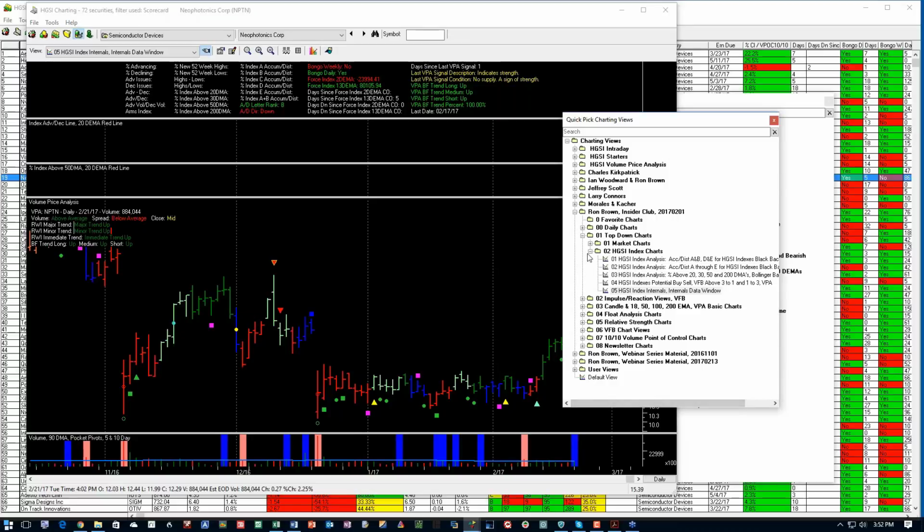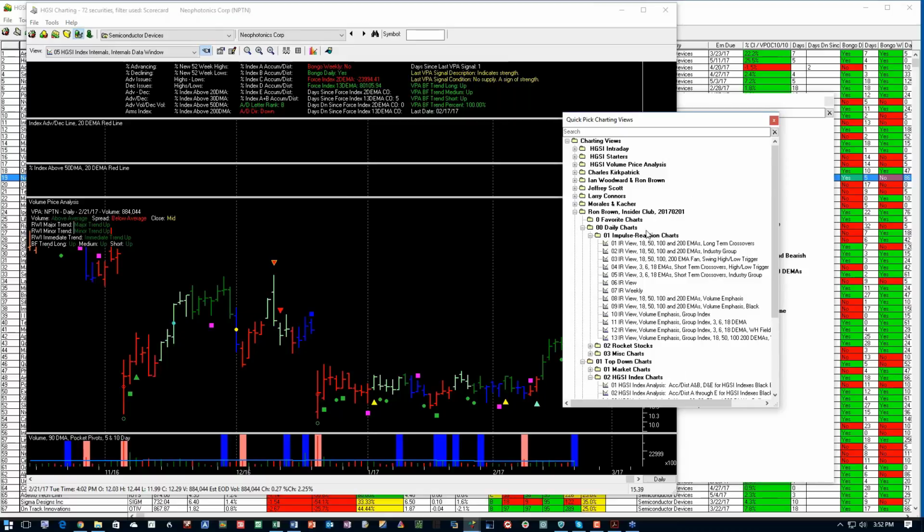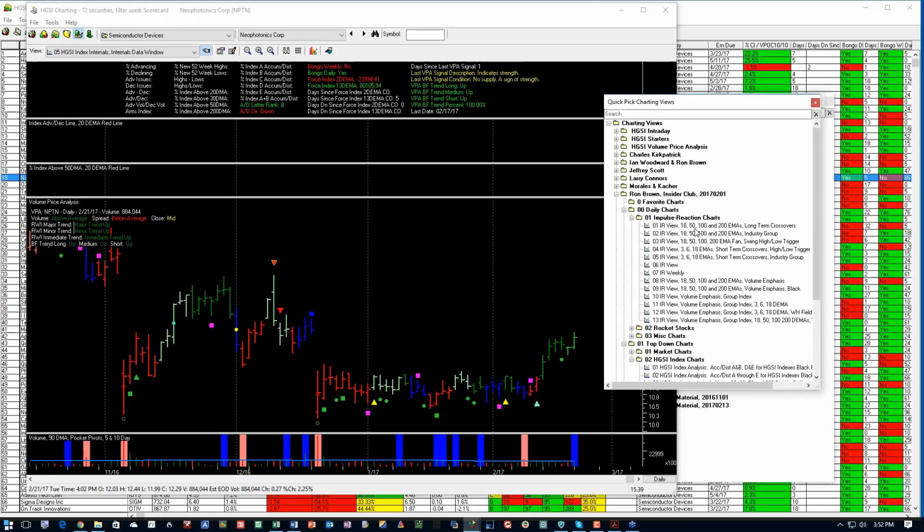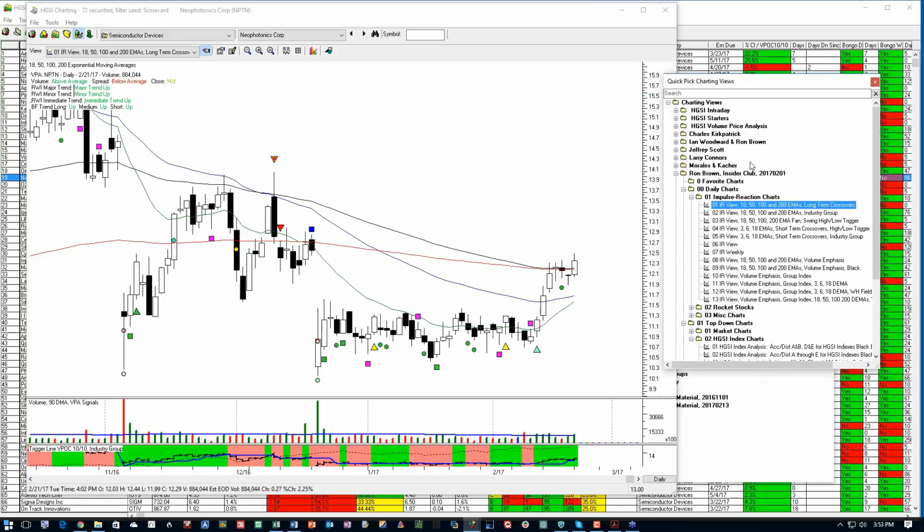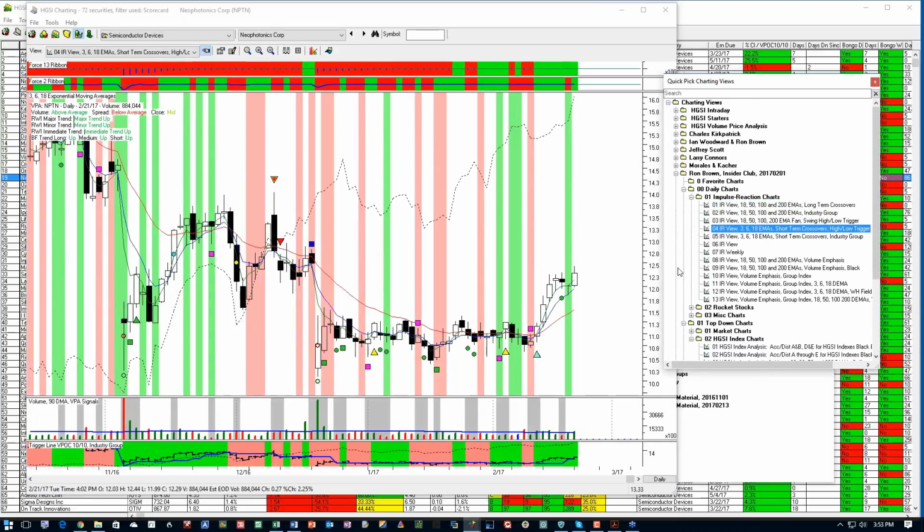So anyway, these are the charts that I use primarily. They're under this folder called impulse reaction charts. Why do I call them that? It's because I'm looking for stocks that are moving up or expanding and then going into a contraction phase, and that's where we buy them or try to buy them, right above that. So let me just bring one of these up on this little stock, but I'm going to go to this view right here.